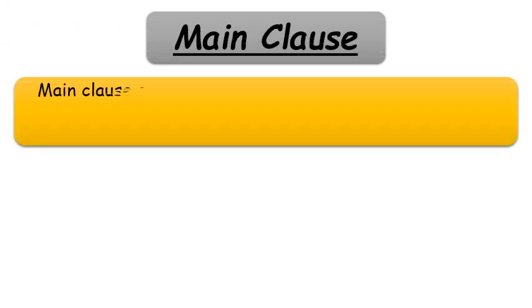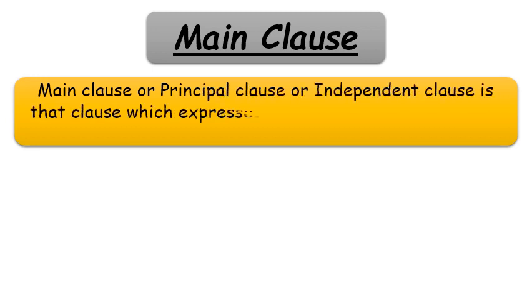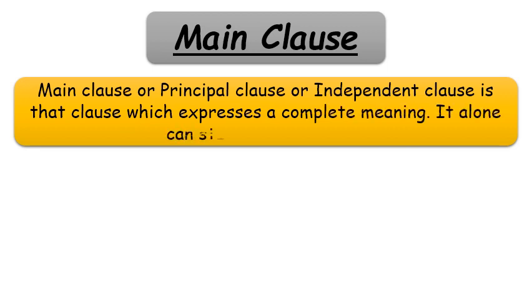Let's see what is the meaning of main clause. Main clause or principal clause or independent clause is that clause which expresses a complete meaning. It alone can stand as a sentence. Or in a simple way, we can say that a main clause is a clause that contains a subject and an object. Main clauses make sense on their own.